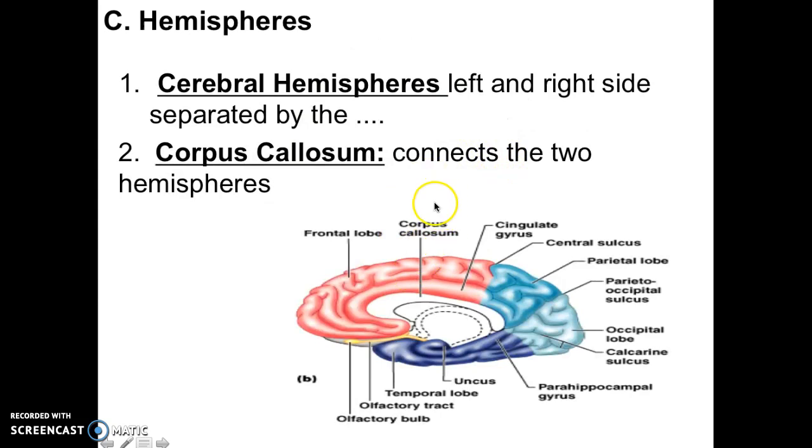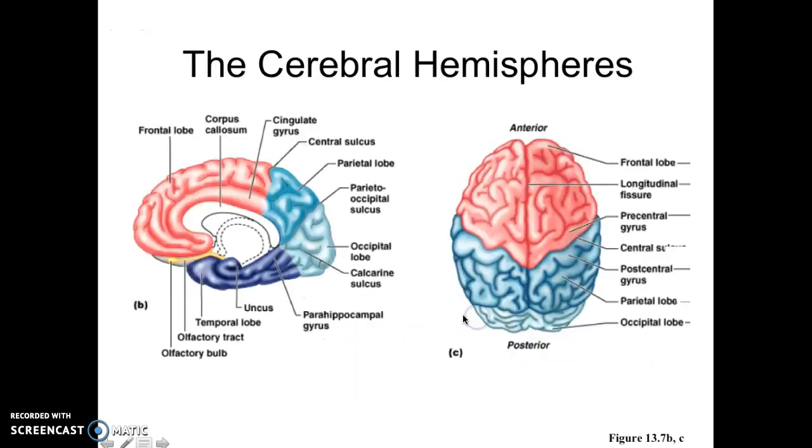So your brain is in a mid-sagittal cut. You would notice that you have left and right hemispheres. Right now what we're looking at is a mid-sagittal cut, means we cut right down the middle, left and right lobes. It's connected by a structure called the corpus callosum. It connects the two. It looks like a seahorse. That's what corpus callosum actually means.